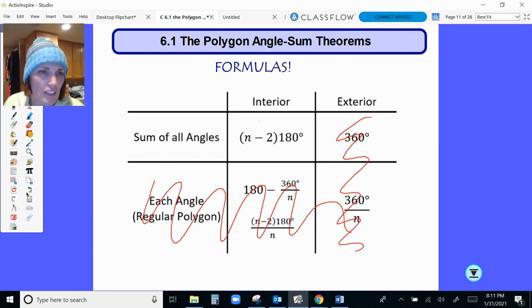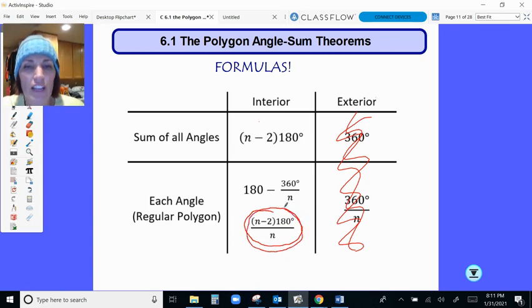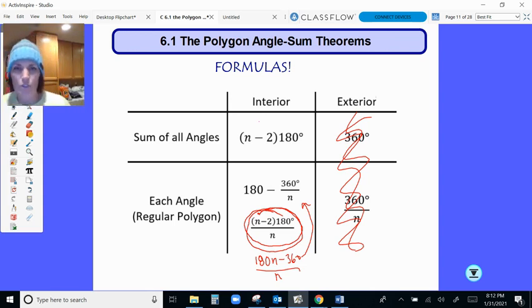Oh, I'm sorry. Actually, I need you to pay attention to this part over here. Don't pay attention to these parts. Okay, so right here. If I wanted each angle in a regular polygon, I'm going to take n minus 2 times 180 and divide it by the number of sides. And that will give me each angle. If I distribute this right here, it's 180 times n minus 360 over n, then I get this up here, which kind of makes sense because you can take 180 degrees and subtract all of the interior angles, and that's what you take. You're taking away.